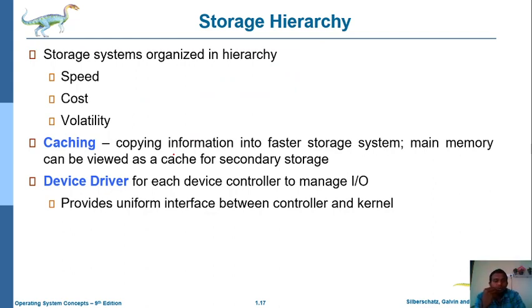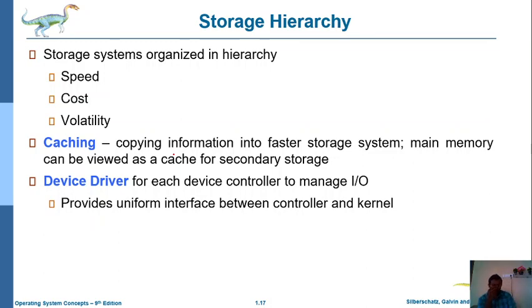Next, storage hierarchy. Whenever we are going to store the data in computers, we can use different levels of memory or different levels of storage. Those different levels of the hierarchy are mainly represented based on three categories: one is the speed of the memory, another is the cost of the memory, and the third is volatility, whether it is volatile or not.